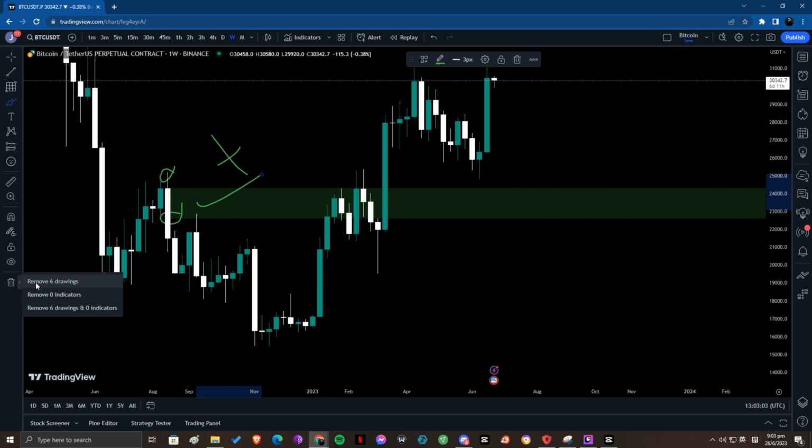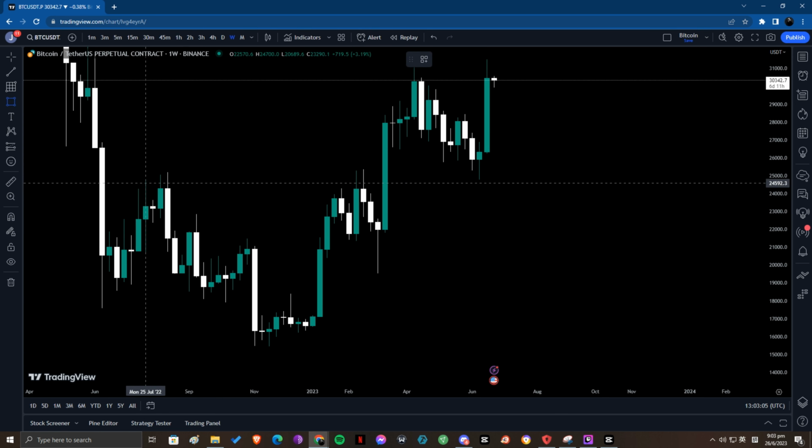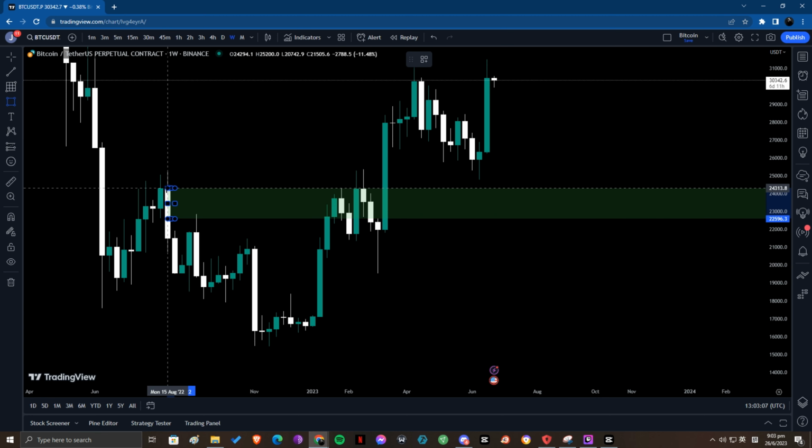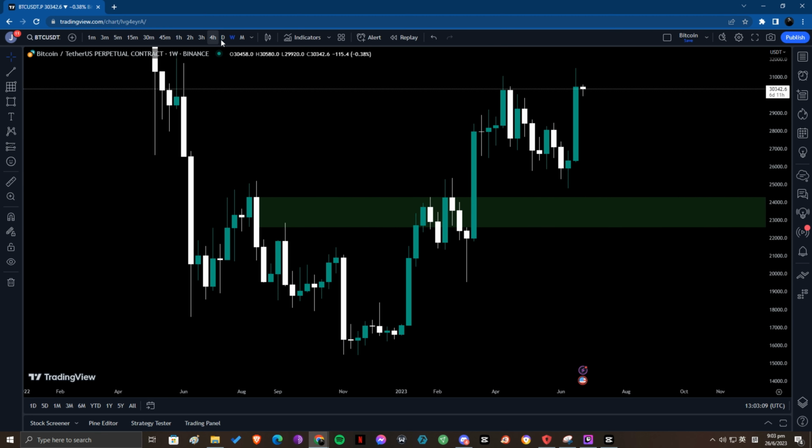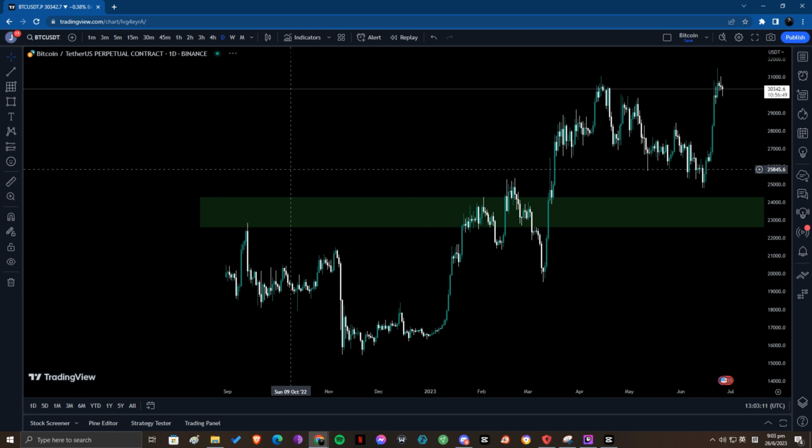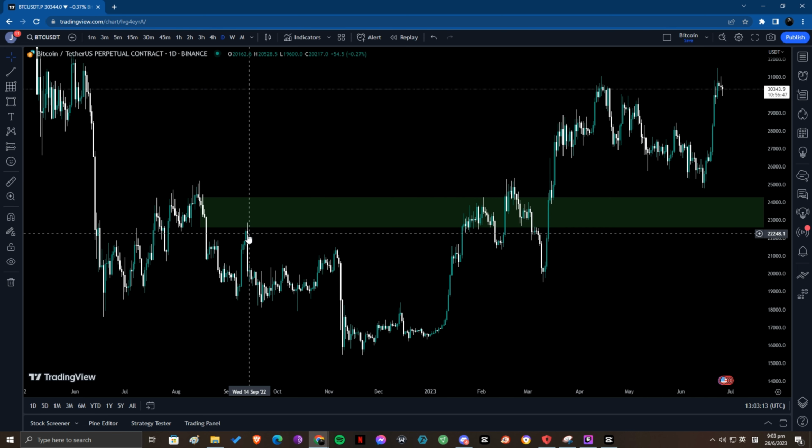Simple? Clear? Okay. So go to the weekly. I want this wick. I don't want the top wick. I have the body. Now go back to the daily. It's very clear to you that the price revisited this area.